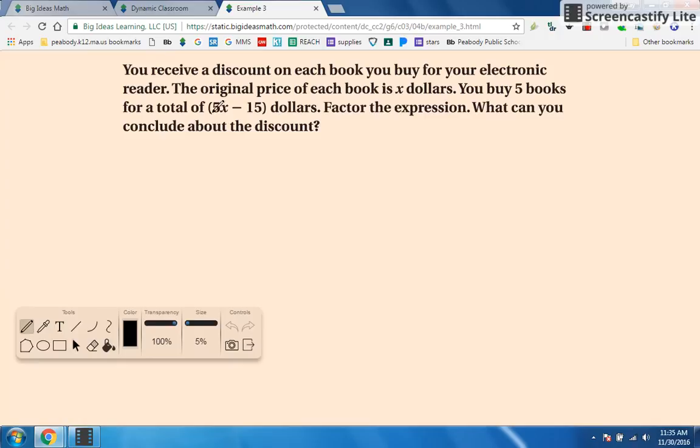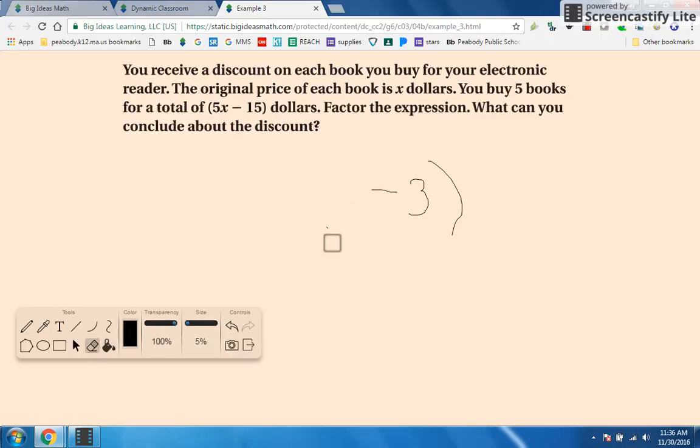All right, so if I factor this, that means I need the greatest common factor for 5 and 15. The largest number that goes into 5 that also goes into 15 is 5, so I'm going to pull that out. Do my parentheses. Now I have to figure out what I can multiply 5 by to get the originals. So 5 times x is going to be 5x, and then 5 times 3 is 15, and then the minus just goes in between. So there's my factored expression. What can you conclude about the discount? Well, you bought 5 books, and this is showing me the price of the book minus 3, so your discount is $3. You're saving $3 every single time.